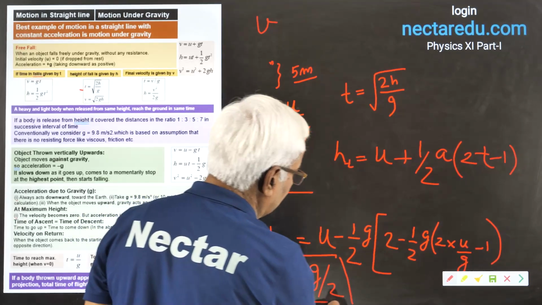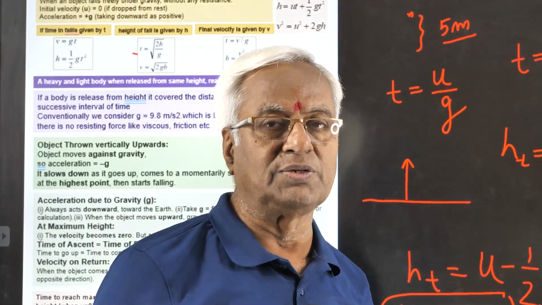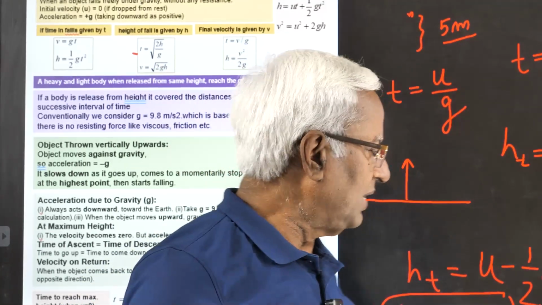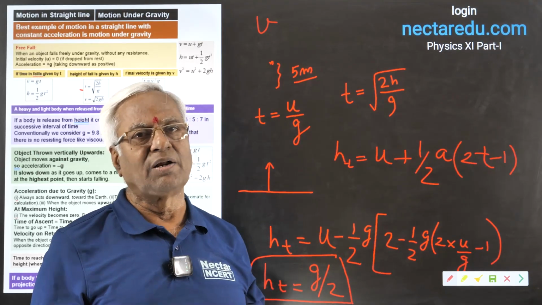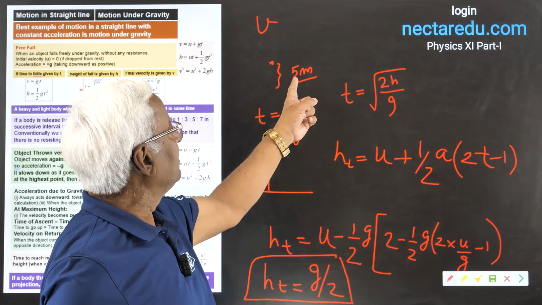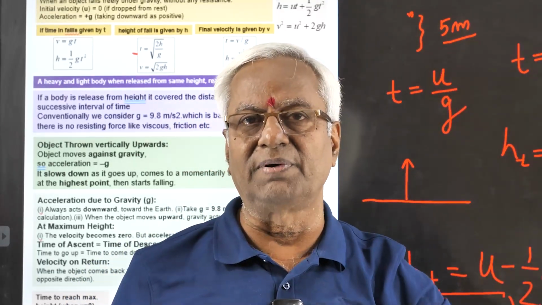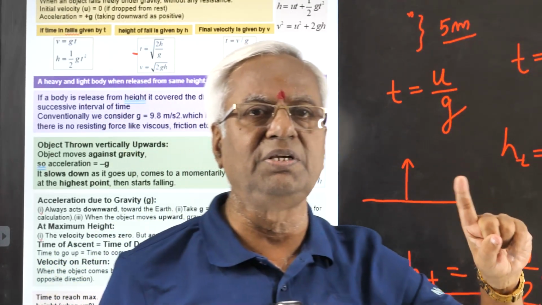The distance traveled in the last second of upward motion is always g by 2, which comes roughly to 9.8 by 2, that is 4.9, and there is an approximation while saying 5 meters. But it is very correct that the distance traveled in the last second of the upward journey is always g by 2.